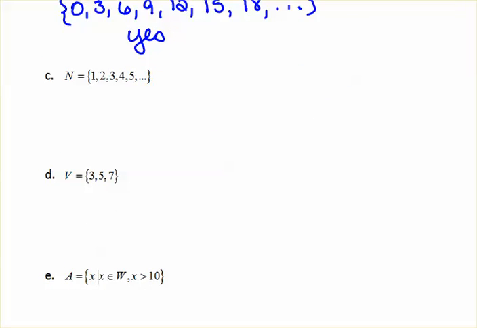For part C, we have this set N that is 1, 2, 3, 4, 5, and so on, 6, 7, 8, 9, 10, on and on and on. Okay, so if I choose any of those numbers in that set, say a 1 and a 5, and add those together, I get 6, which would be in this set, because remember, this just keeps going on forever.